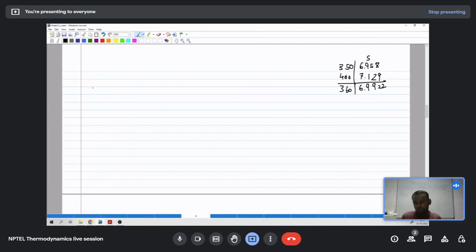So this is the entropy at state 1, and this is also the same as the entropy at state 2s, since it is an ideal process. So for both of these we have 6.9922 kilojoule per kg Kelvin.